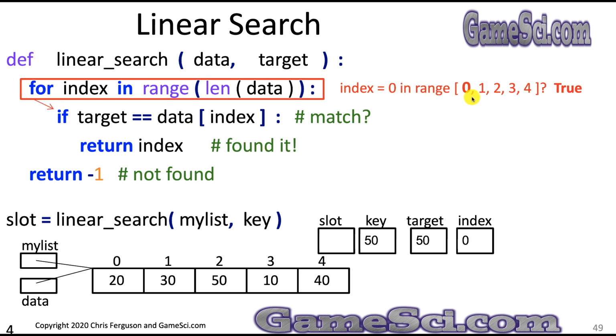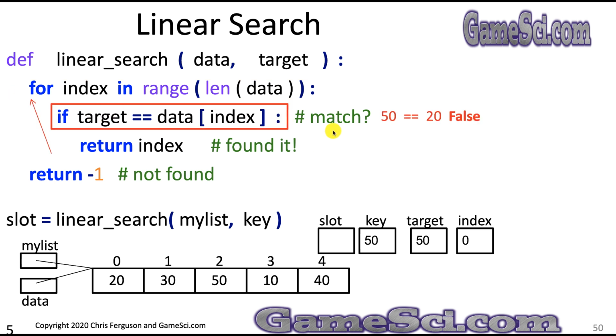Index 0 is in range from 0 to 5. That is a true statement, so we will go inside the for loop and execute the code inside the for loop. Now we're looking for a match here. Does the target match data at index 0? 50 is our target. Data of index 0 is 20. 50 does not match 20. This is a false statement. As a false statement, we will skip past this code and we'll hit the end of the for loop.